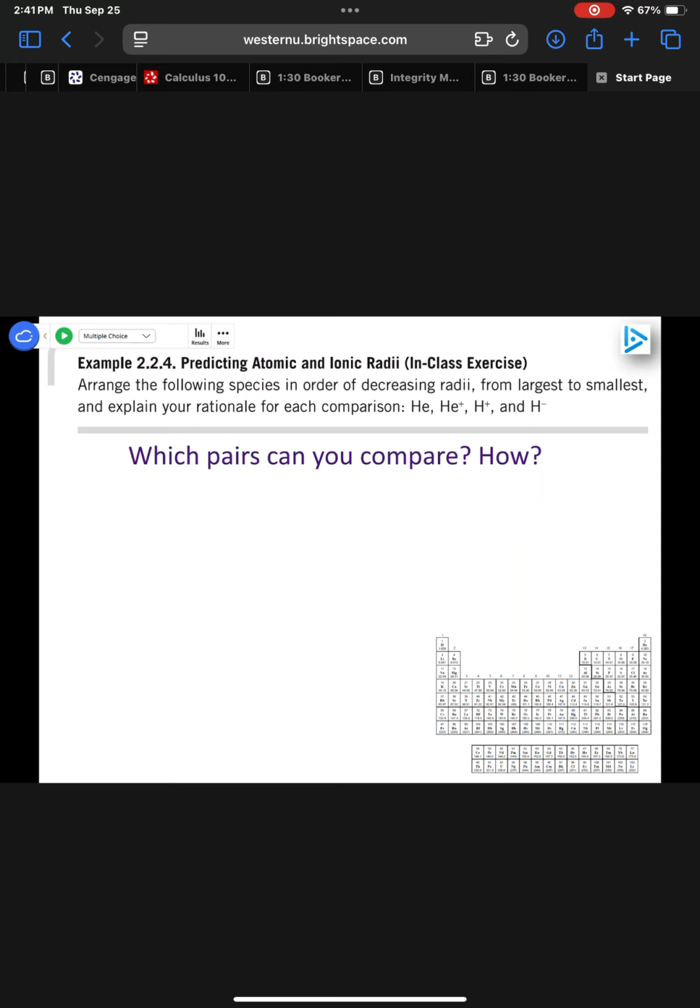Okay, so let's get to this example here. We want to arrange the following species in order of decreasing radii.